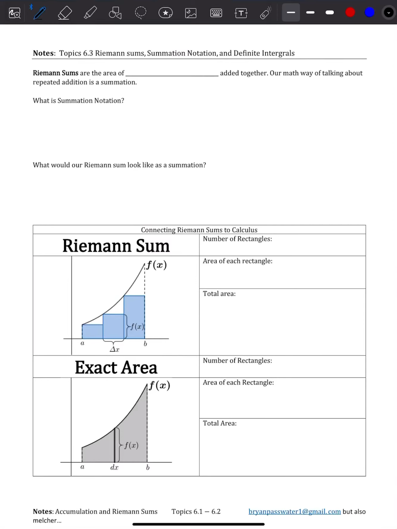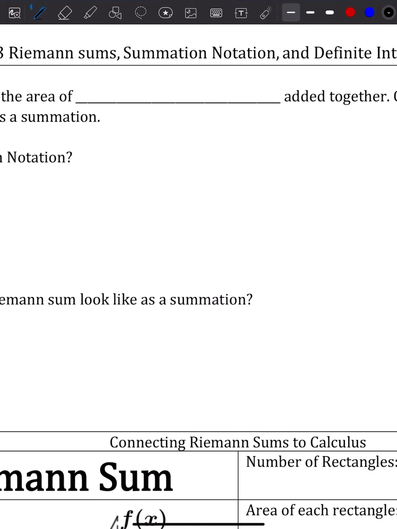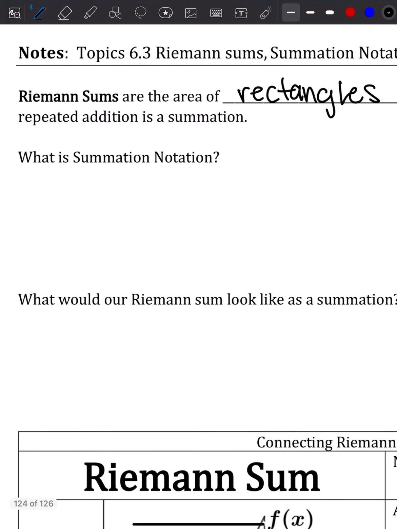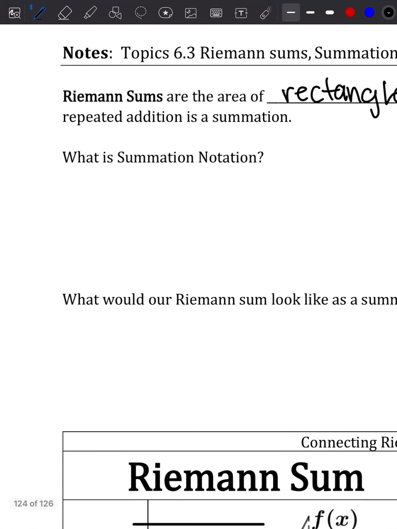Today we're going to be talking about Riemann sums with summation notation and definite integrals. So Riemann sums are the area of rectangles added together. When we talk about repeated addition in math with this specifically, we're going to be talking about what's called a summation. So a summation uses our uppercase sigma.